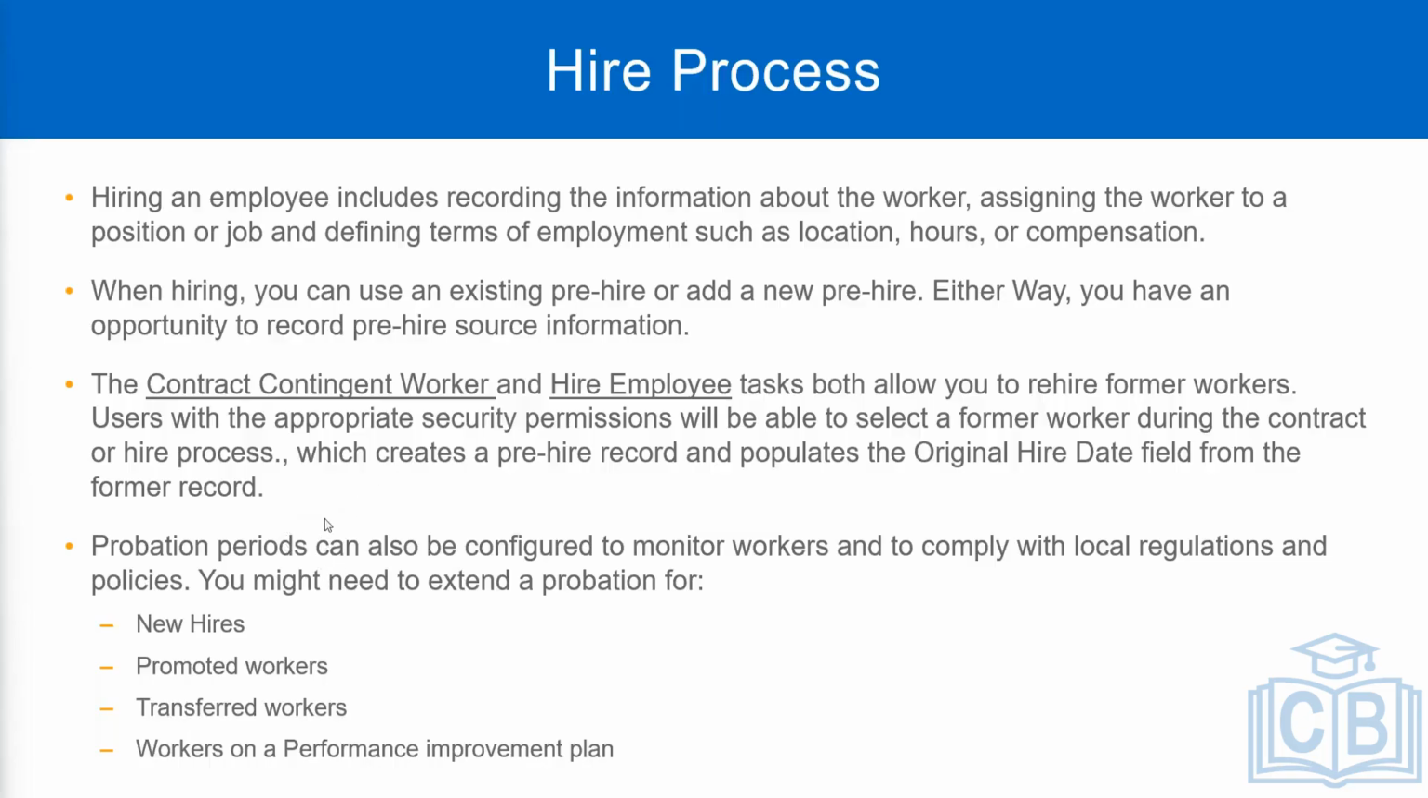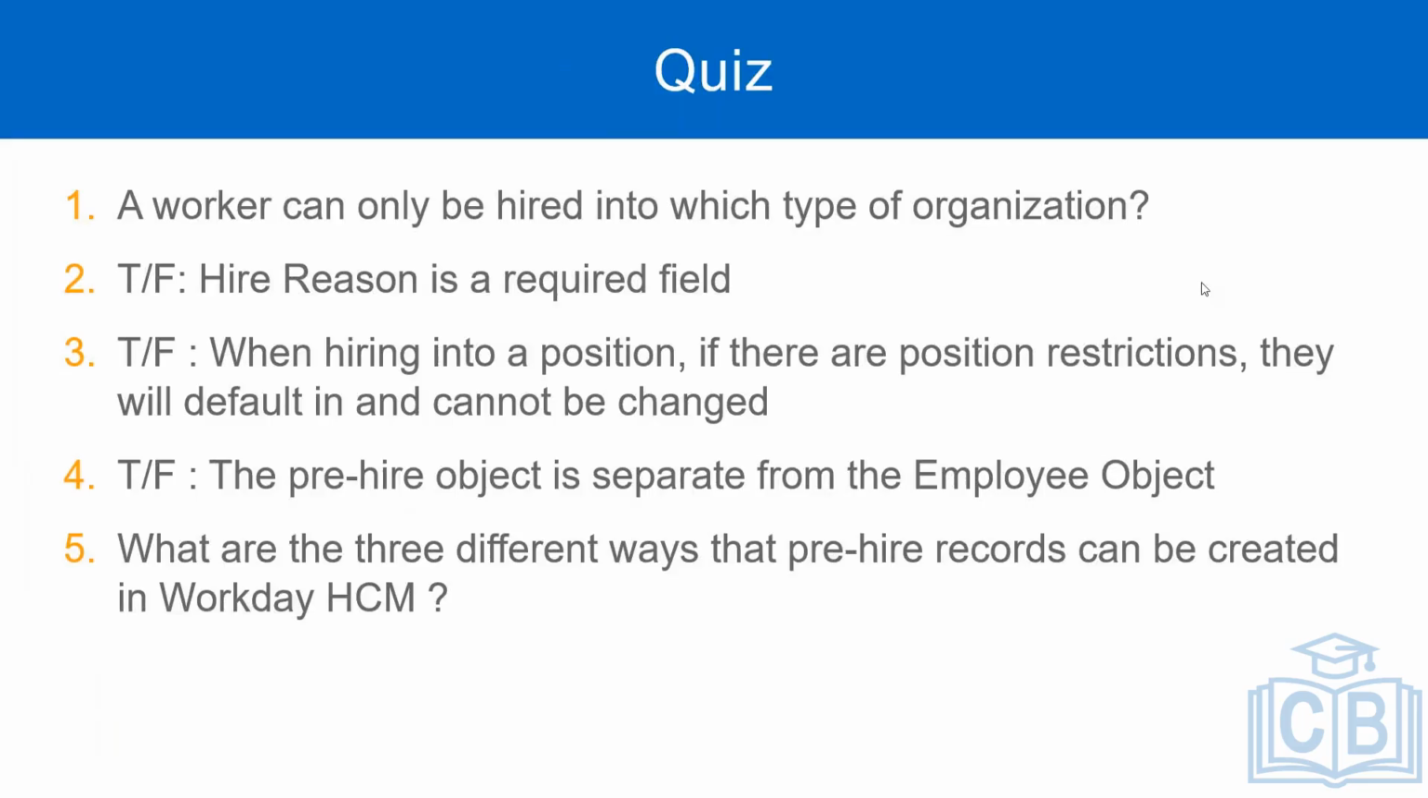Let's do a quick quiz. A worker can only be hired into which type of organization? Supervisory, 2 or 4, I guess.